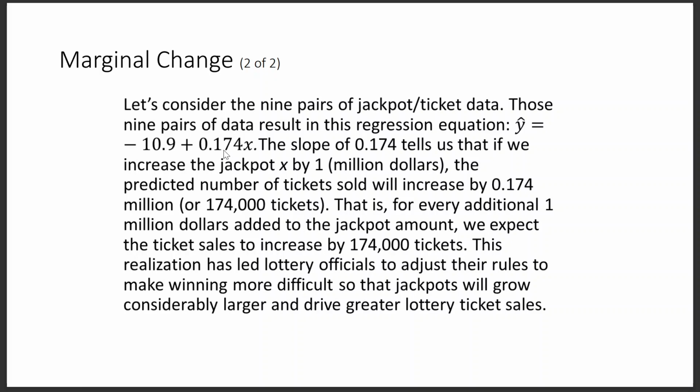If you raise the value of x by 1 unit, remember 1 unit for this example is 1 million, so x is the jackpot and y is the number of tickets. If you increase the value of the jackpot by 1 million, that means you have to sell 174,000 tickets. That's the meaning of this marginal change.